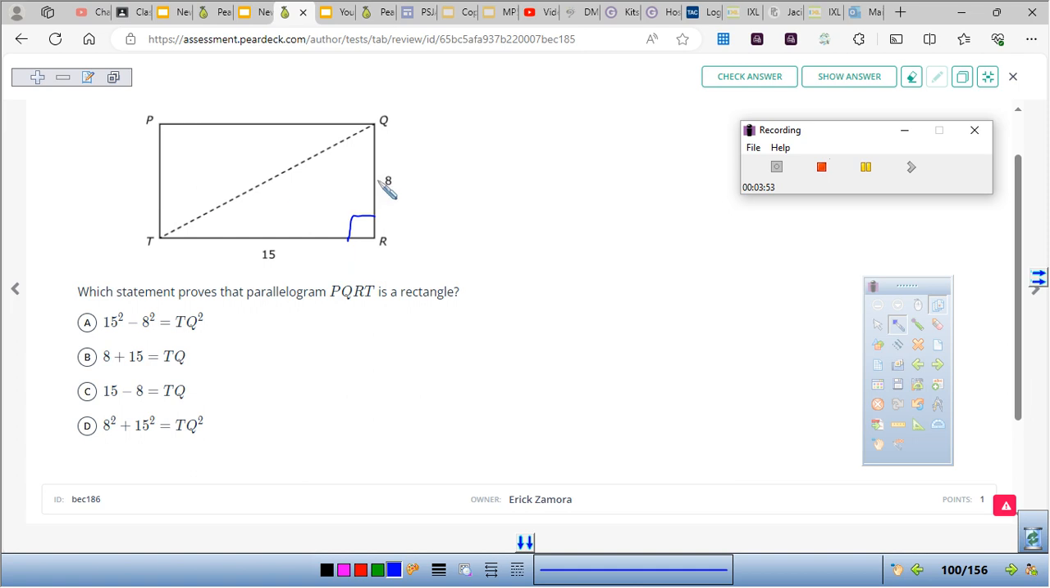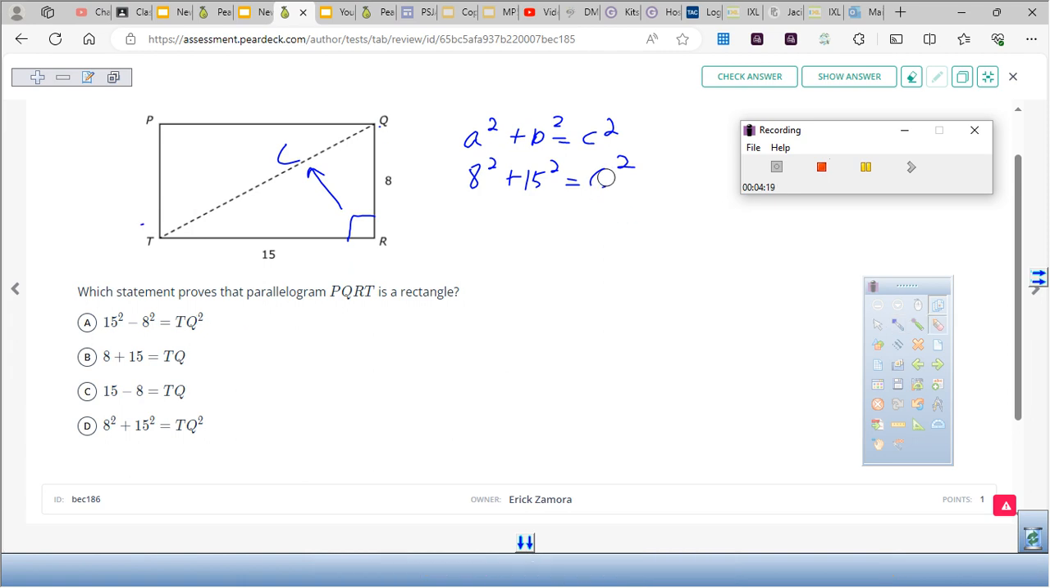So regardless, in this situation, if that's a right angle here and this becomes a diagonal, this forms a right triangle. And that triangle comes from the idea of A squared plus B squared equals C squared. We're going to go with 8 squared plus 15 squared equals the one across, which is your C squared. And that one is QT or TQ, it's the same thing. Looks good. Oh, this is wrong. It should be adding. Checks out: 8 squared plus 15 squared equals TQ squared. Perfect. Check.